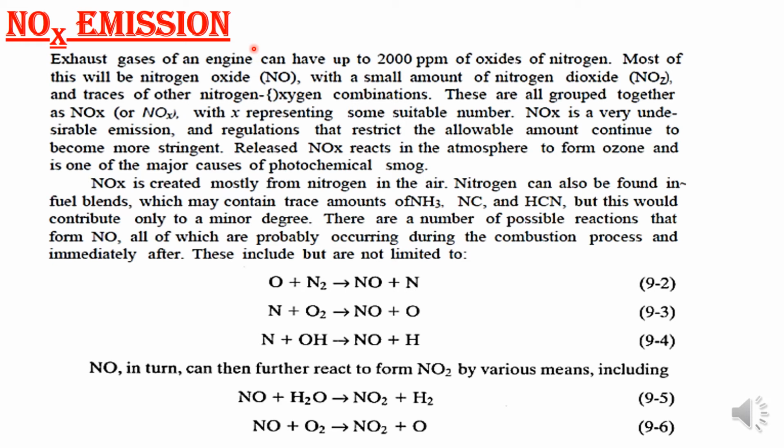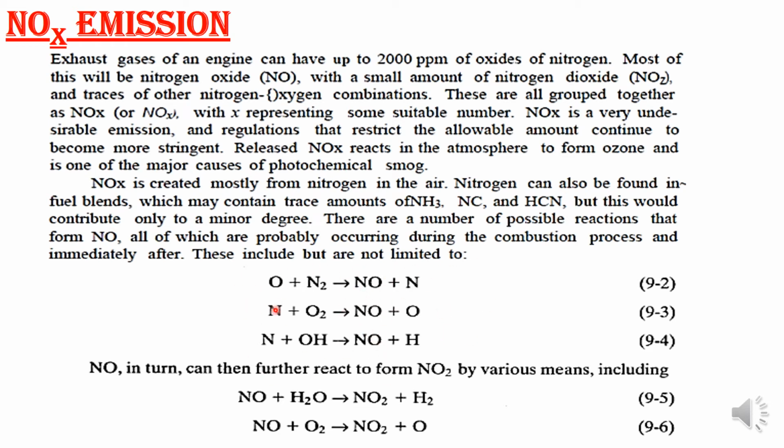So in the air, the majority component will be nitrogen, that you have to remember. This nitrogen, at high temperature, whenever the combustion occurs, will react with oxygen. So N2 plus O gives NO plus N, and this N again reacts with O2 to form NO plus O, and this N also reacts with OH to form NO plus H. So this is how formation of NO will take place.